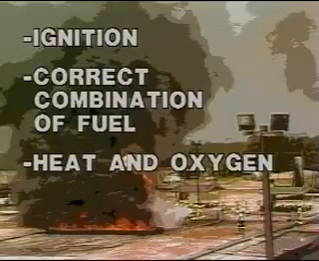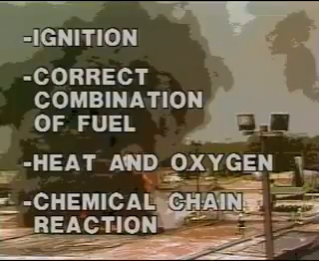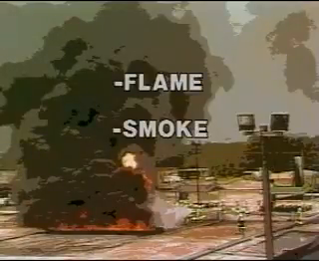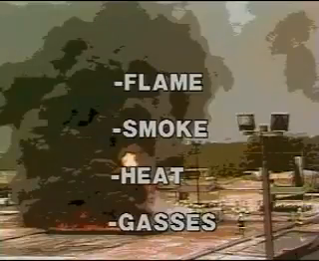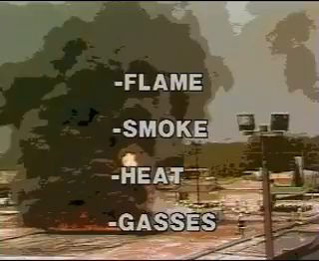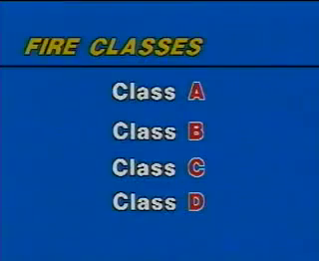In review, to have fire, we must first have an ignition source. The right combination of fuel, heat, and oxygen starts the fire. A chemical chain reaction keeps it going. When there is fire, there will also be flame, smoke, heat, and toxic fire gases. Fire is divided into 4 classes: A, B, C, and D. By classifying fires, we can best decide what fire agent should be used to fight that particular fire.